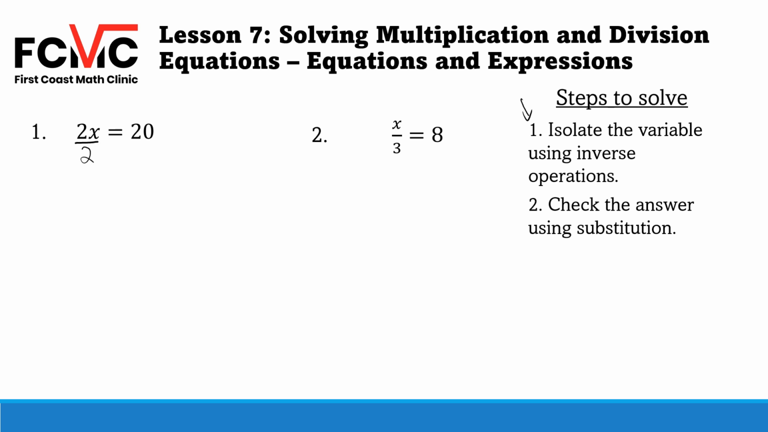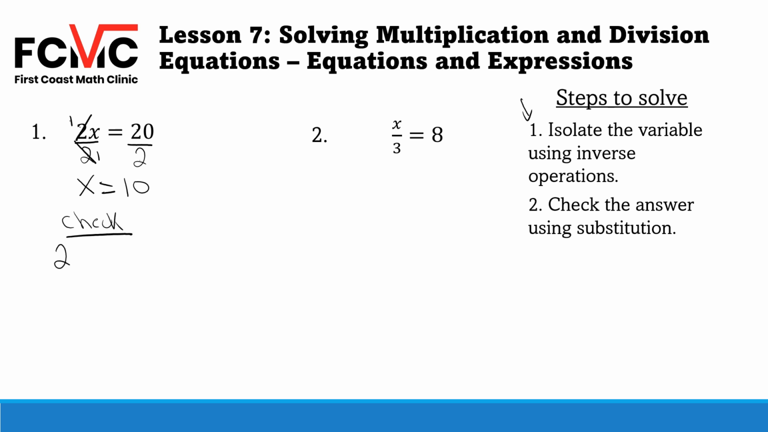So let's divide by 2 and divide by 2. 2 divided by 2 is 1 and 1. Well, if I'm multiplying by 1 and dividing by 1, that doesn't change anything, so I don't need to write in the 1. I can just write x, and then 20 divided by 2 is going to give me 10. And now my check.